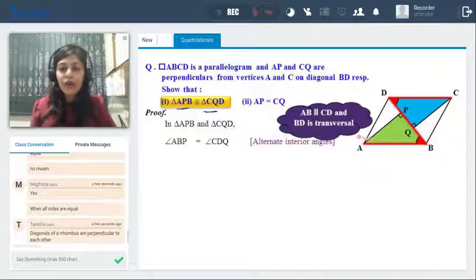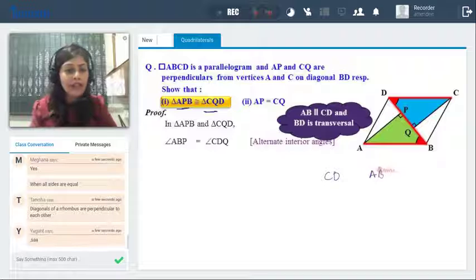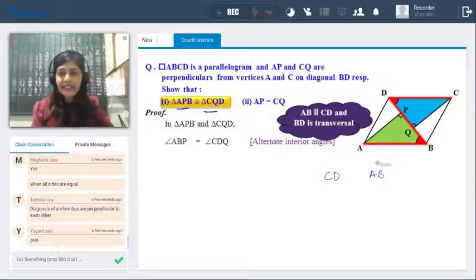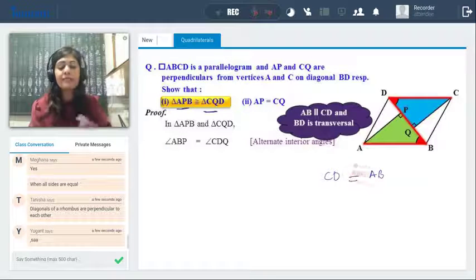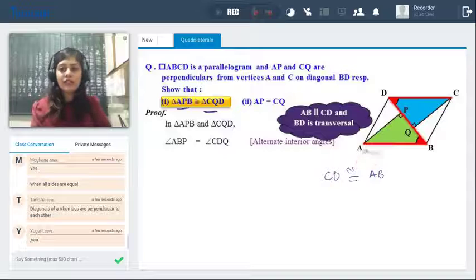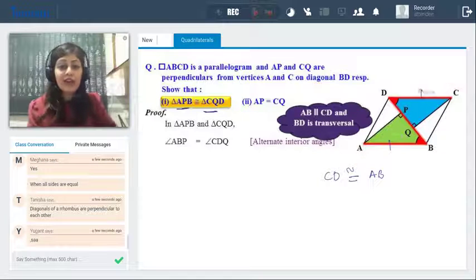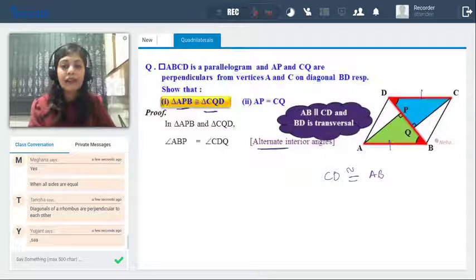We have CD congruent to AB. Yes, CD and AB are opposite sides of a parallelogram. Yugan says SAA. All right, Yugan, that's perfectly correct. By SAA test, they are congruent to each other. Now, what else do you see? It's already given about the alternate angles. CD parallel to AB on transversal BD.